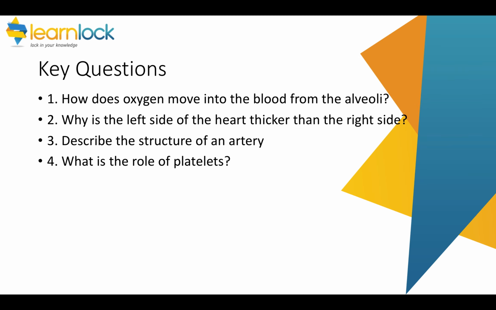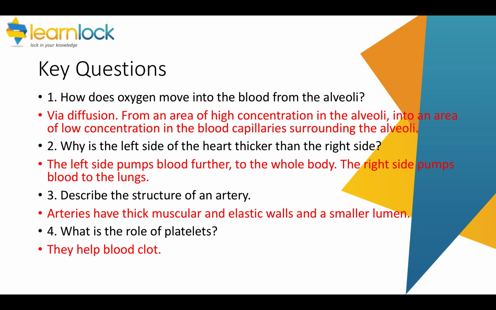If you pause the tutorial and answer these questions, give yourself 10 minutes. So, how does oxygen move into the blood from the alveoli? Through diffusion, from an area of high concentration to an area of low concentration. Why is the left side of the heart thicker than the right side? Because the left side is pumping the blood further, it's pumping it to the whole body, whereas the right side is pumping it to the lungs.